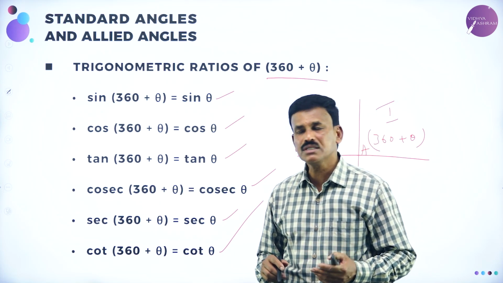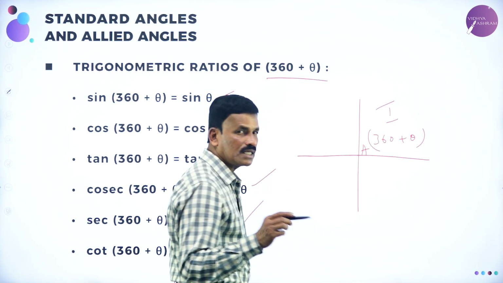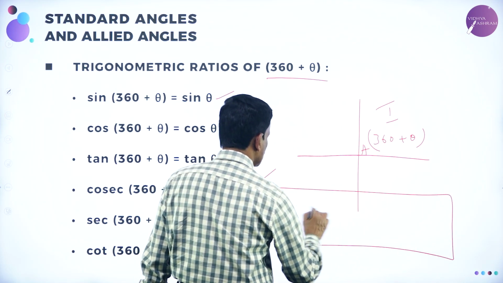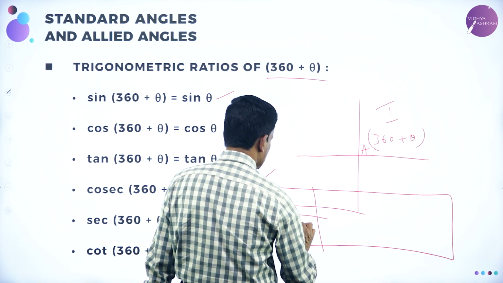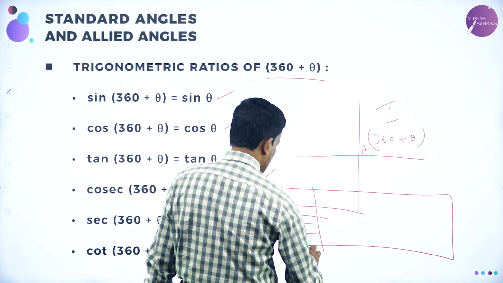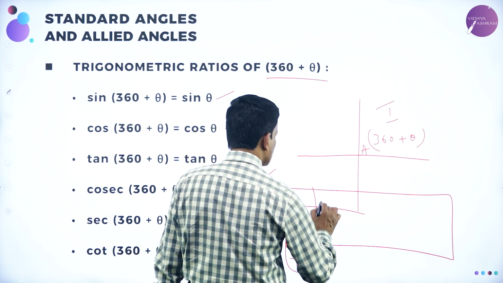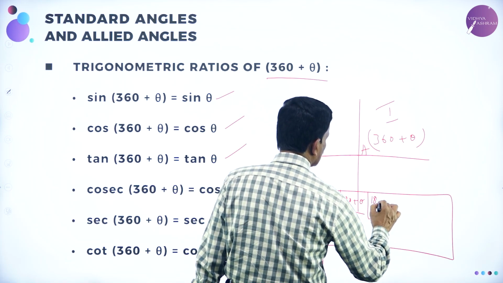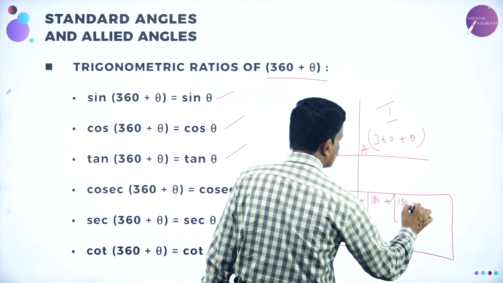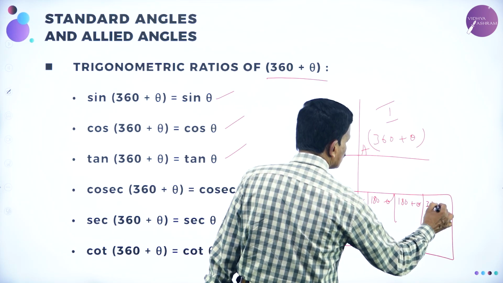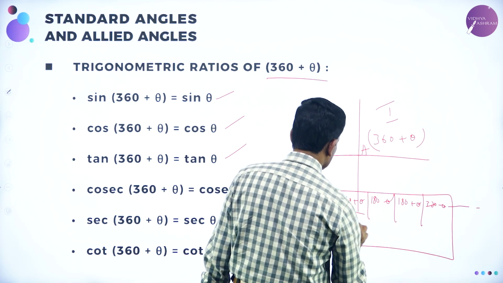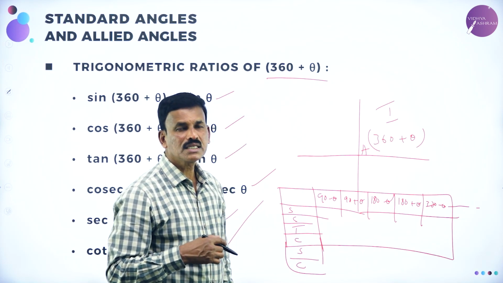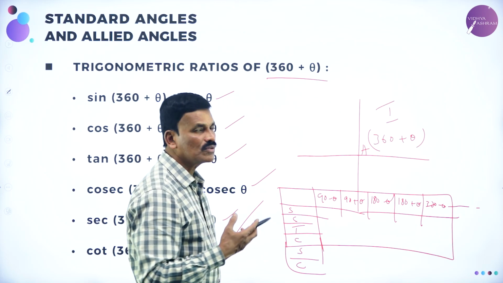Now, to remember this very easily, let us make a table in your notes. Write a table as you have written for the standard angles. Write the trigonometrical ratios like sine, cos, tan, cot, secant, and cosecant. Then you write 90 minus theta, 90 plus theta, 180 minus theta, 180 plus theta, 270 minus theta, and so on. So prepare a table like this, and just practice, you will find it easy.